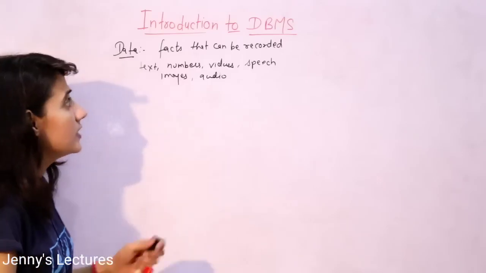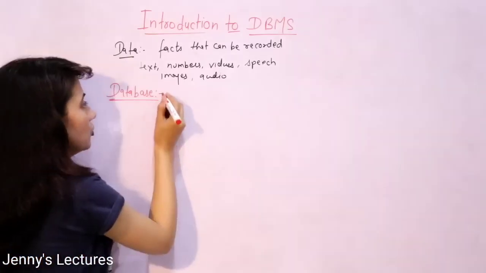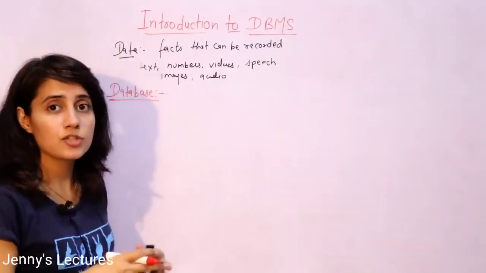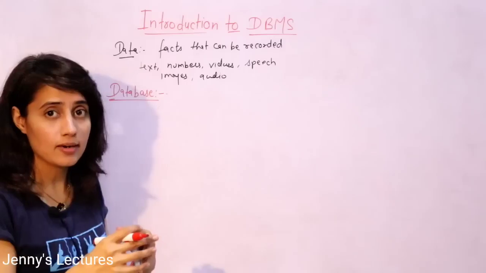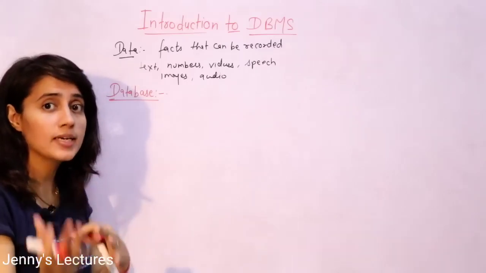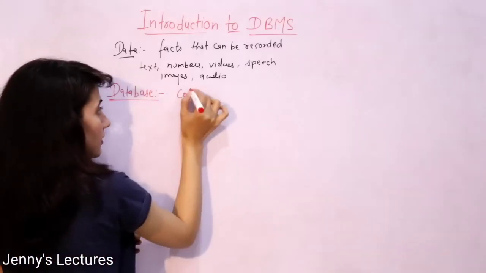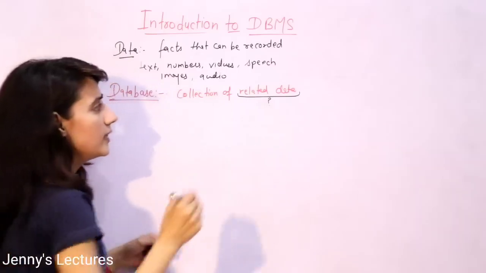Now next is what? Database. So a database is a collection of related data. Why am I saying related data? That thing I'll tell you now.